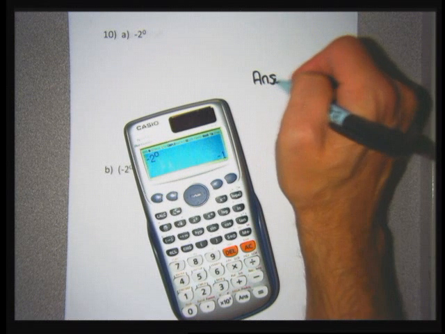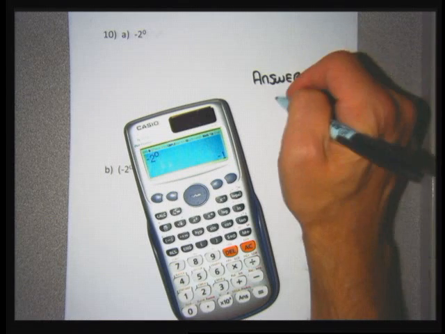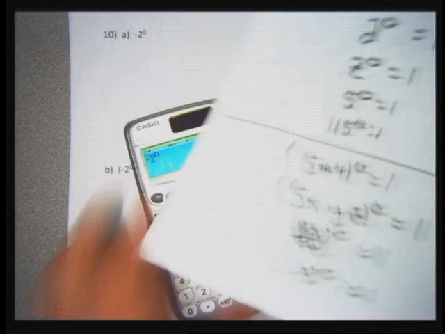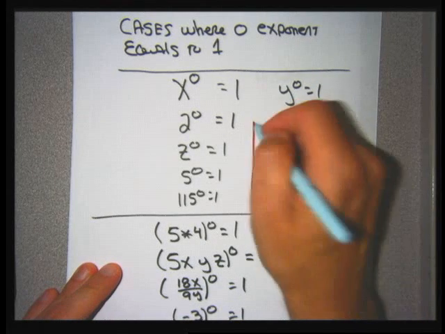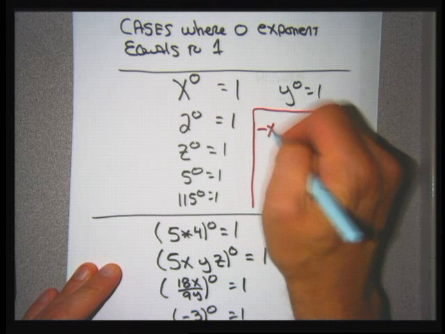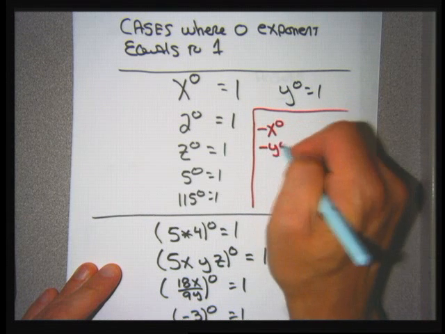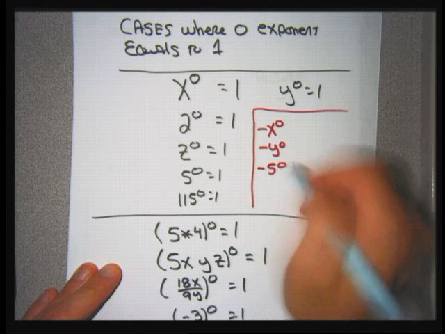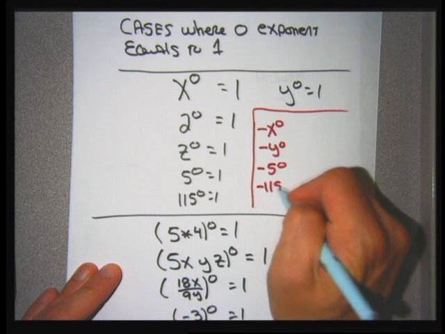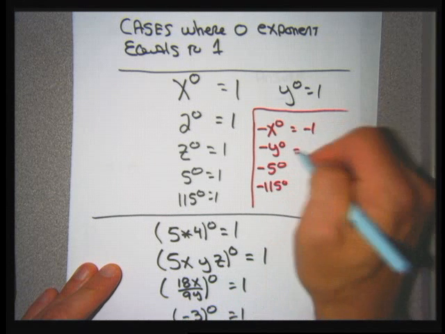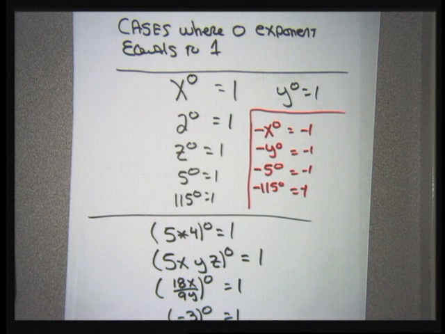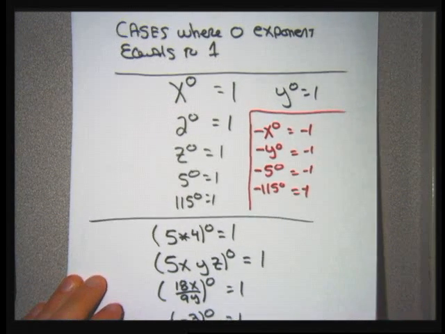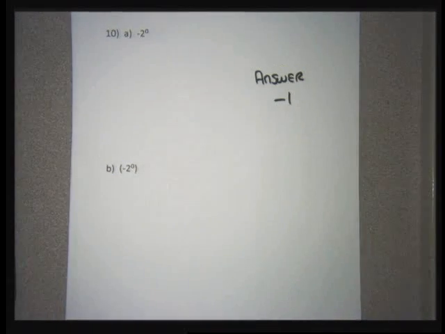You'll notice in my shortcuts of when I look at something and know that it's equal to 1, I didn't have any negative signs. And it's actually the case that if I put a negative in front of these, like if I did negative x to the 0, or negative y to the 0, or negative 5 to the 0, or negative 115 to the 0, these actually all equal -1. The reason is order of operations, and it's a tricky problem. It's a tricky problem that mathematicians throw in books all the time.